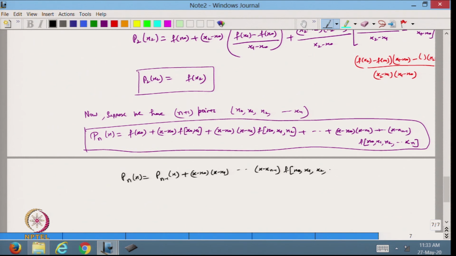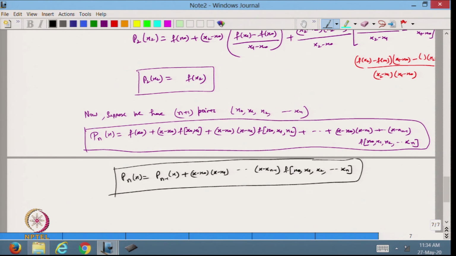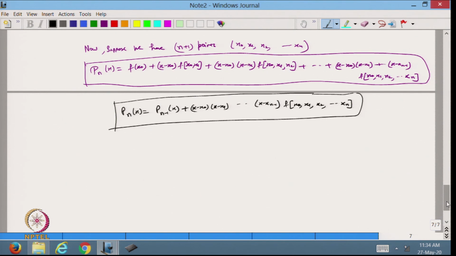x0, x1, x2 up to xn. So, now from here I can say that in Newton's divided difference formula, whatever interpolating polynomial exists at the given number of nodal points, if we add one more nodal point, then there is no need to rewrite the whole expression again, just add one more term to the previously written interpolating polynomial. So, this is the way we can define the nth degree interpolating polynomial using Newton divided difference formula.